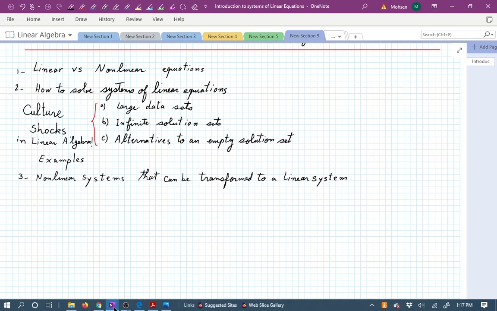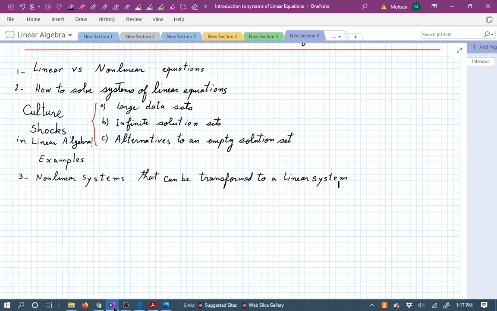Then item number 2, the big item for today is, when you come to solving systems of linear equations, you are going to have these culture shock issues. We are going to talk about the issue of large data sets, infinite solution sets, and empty sets. See how we are going to handle these items.